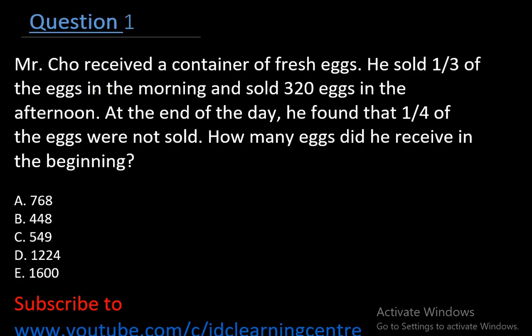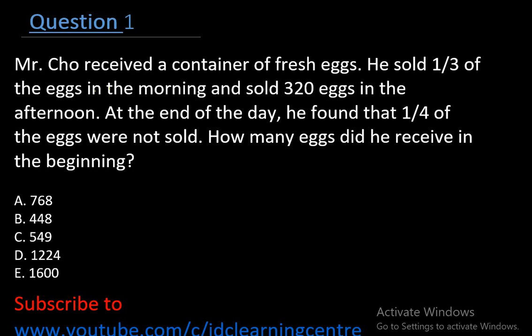This question says, Mr. Cho received a container of fresh eggs. He sold 1/3 of the eggs in the morning and sold 320 eggs in the afternoon. At the end of the day, he found that 1/4 of the eggs were not sold. How many eggs did he receive in the beginning?